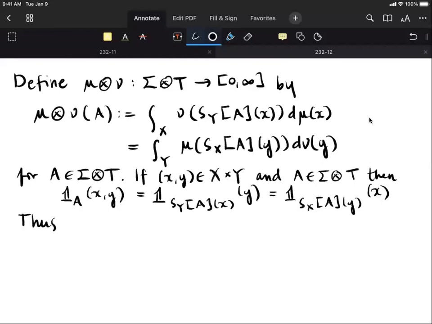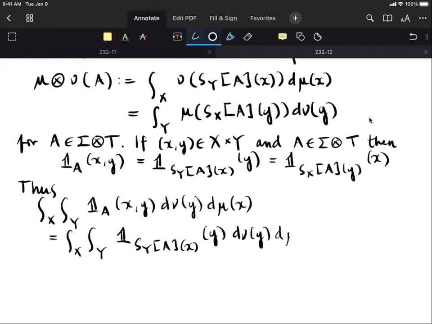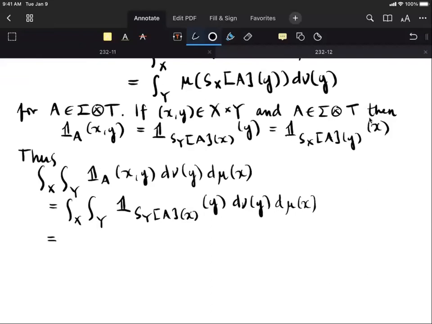Therefore, the integral of the characteristic function, integrating with respect to nu and then with respect to mu, and using the first equation, this would be the characteristic function of the section on y evaluated at x at the point y, and solving the inner integral, this is the same as nu of S_y, since this is a simple function, d mu x.